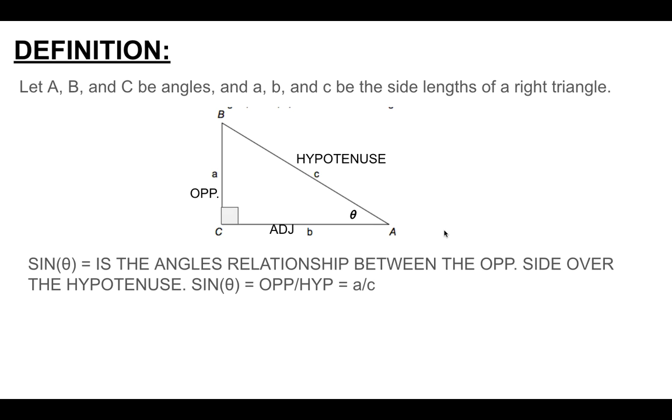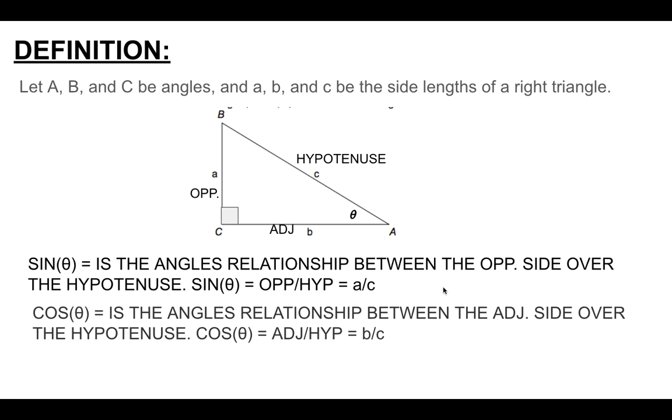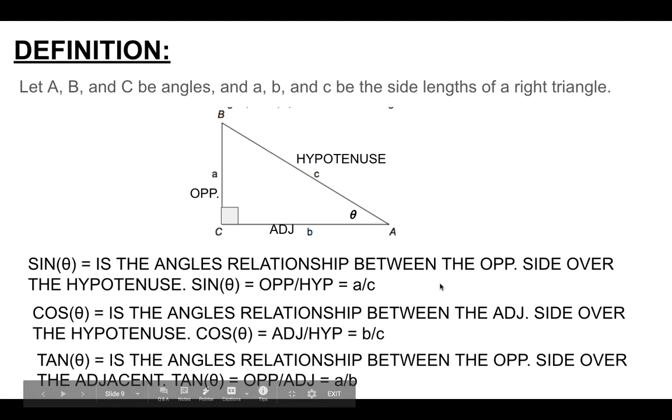When I'm referring to sine, it's the relationship between the opposite side over your hypotenuse. So in this case, A over C. Cosine is the relationship between your adjacent side over your hypotenuse. So in this case, B over C. And then tangent is the relationship between the opposite side over the adjacent side, or in this case, A over B. Remember, I'm using this as my reference angle. Your letters would be different in your labeling if you had chosen B as your reference angle.